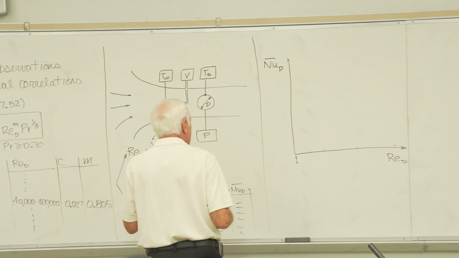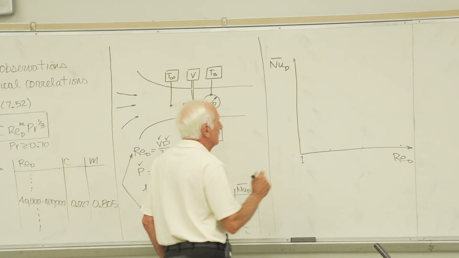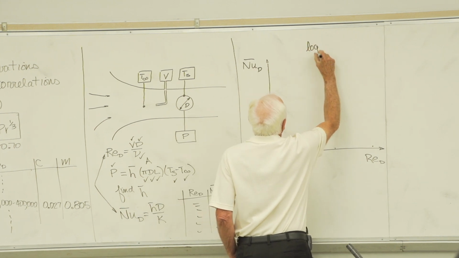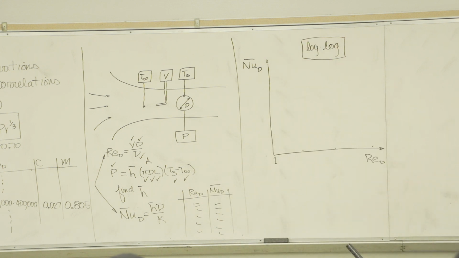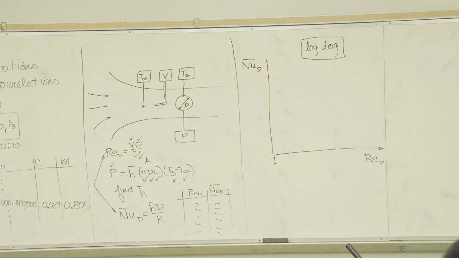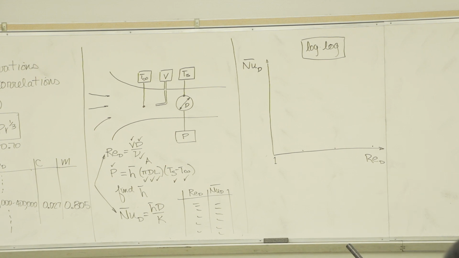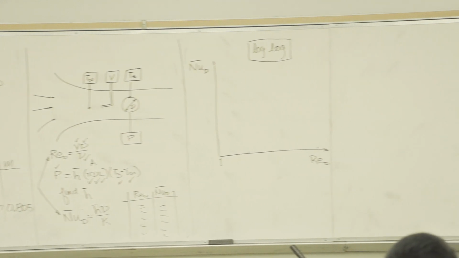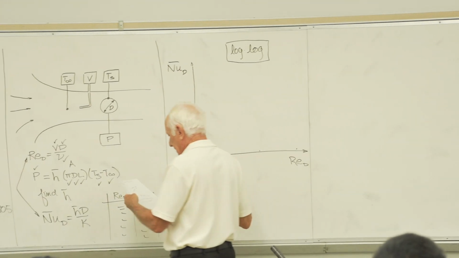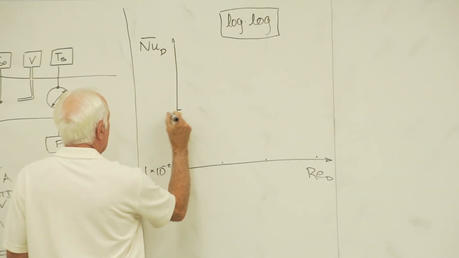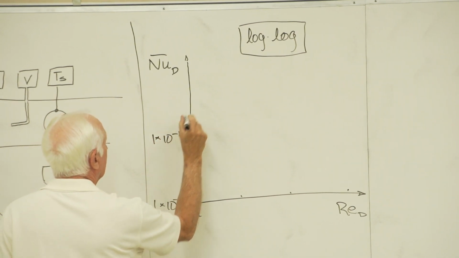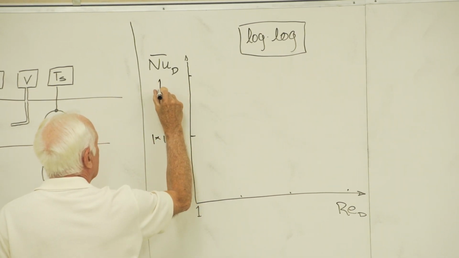So, Nusselt versus Reynolds. Plotted on log-log paper. When you plot it on log-log paper, you end up with, if I get this right, this is 1 times 10 to the minus 2. One times 10 to the minus 1. 1 times 10 to the 0.